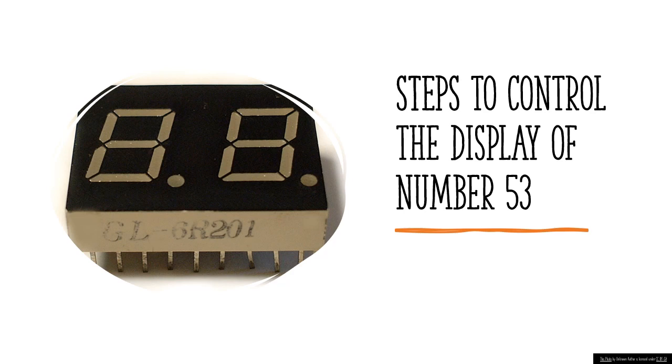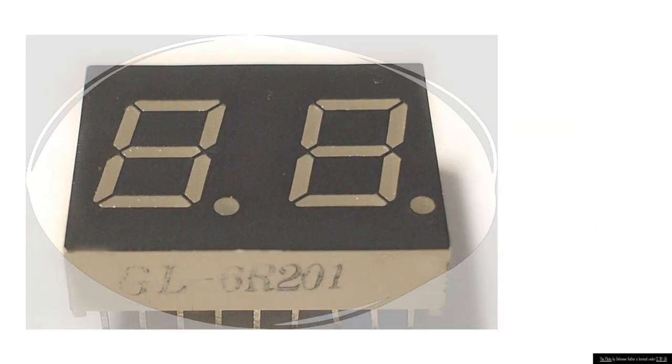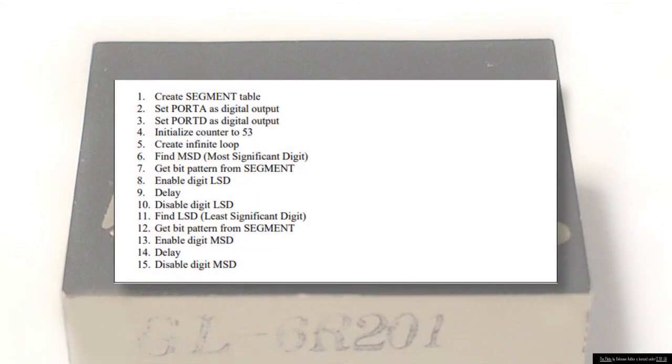That circuit has a coding, but these are only the steps that I will explain. The first one is to create a segment table. The second is to set port A as digital output, then set port D also as digital output, then initialize the counter to 53 because 53 is our number for the question. Then we create an infinite loop so that the process goes on and on until we reset the button.